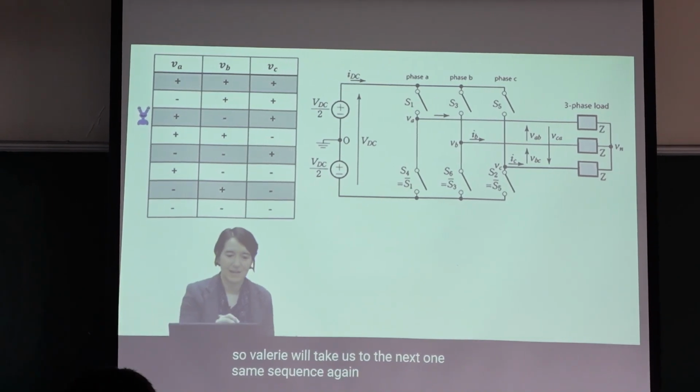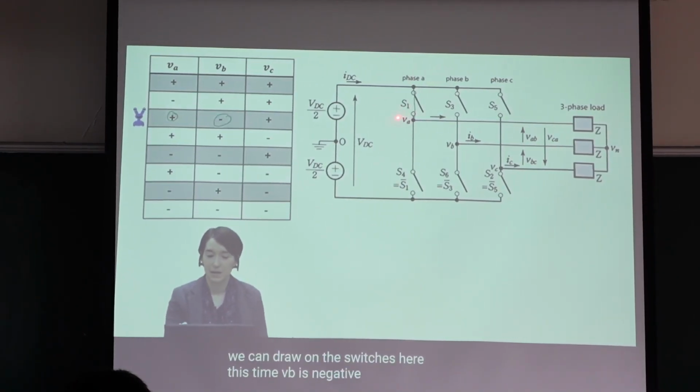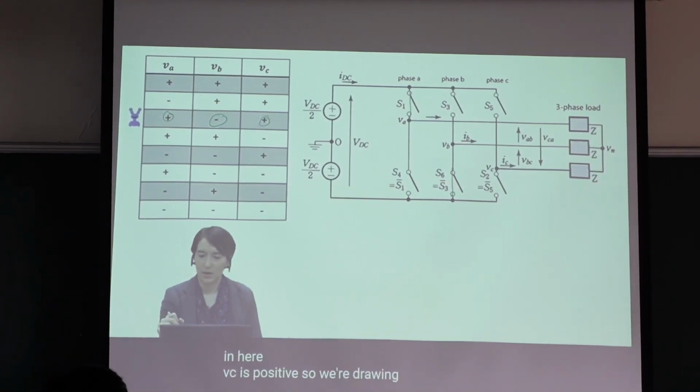So let's take the next one. Same sequence again. VA is positive, so we can draw switches here. VB is positive. VC is negative, so we draw the switch in here. So we're drawing in these switches.